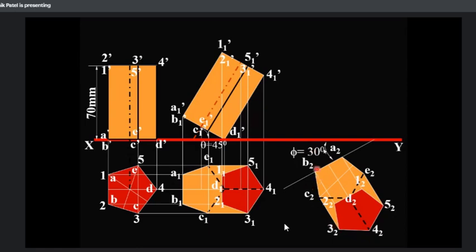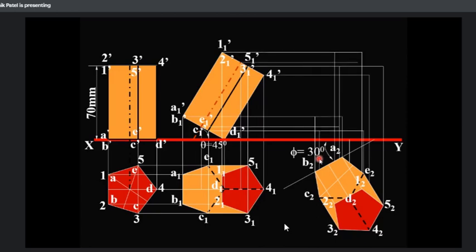Then you will draw the vertical projections from step number 5. Here I will draw the vertical projection. Similarly, from the third step, draw the horizontal projections, and label the points. Now, after that, what will you do?